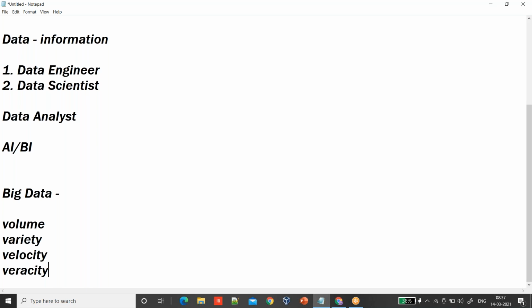Okay, and the next thing, velocity. Velocity is nothing but the rate of data generation, the rate at which the data is getting generated.